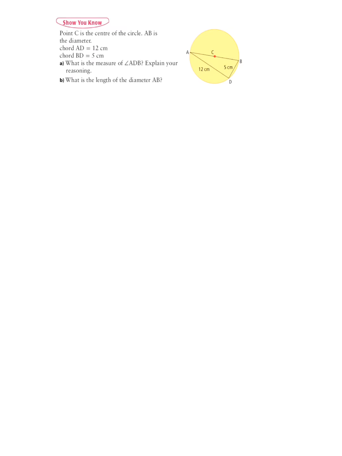Point C is the center of the circle. See, they always tell you. If they don't tell you, then they might be trying to trick you into thinking that it is, so just look for that indication. AB is the diameter, so it goes right through the center of the circle. AD is 12 centimeters, BD is 5, and they've drawn it here. First, they're going to ask us the measure of the angle. What's the measure of ADB?